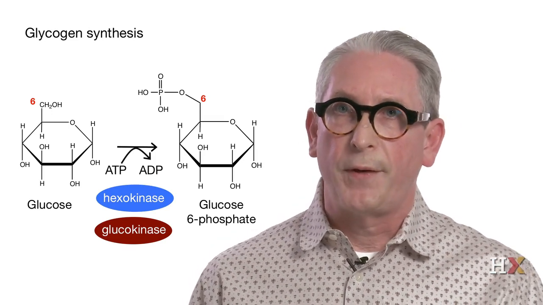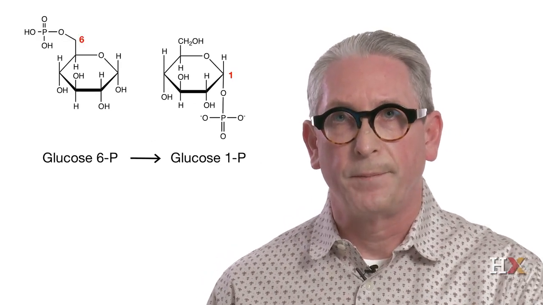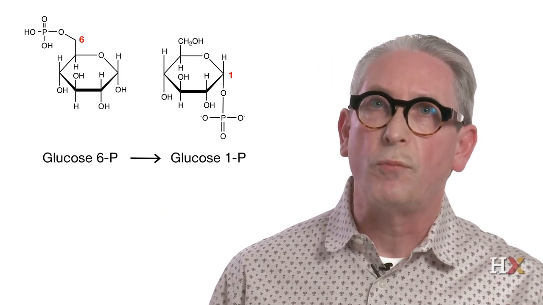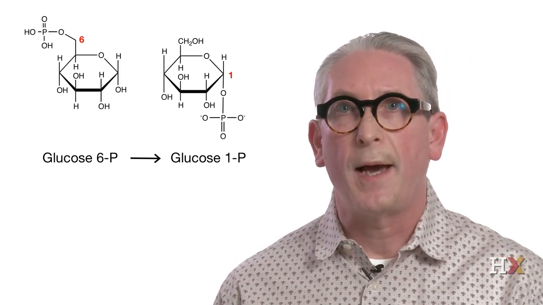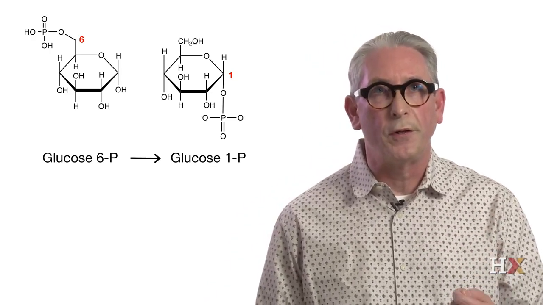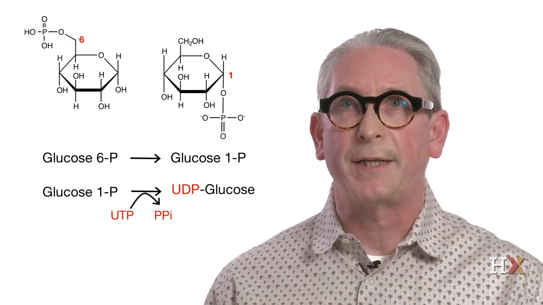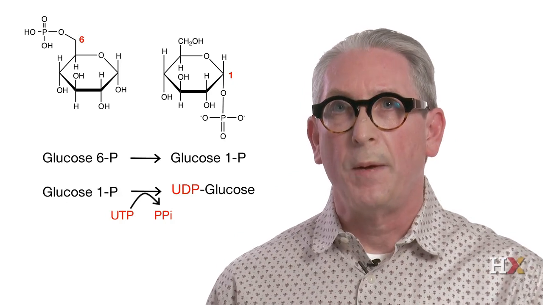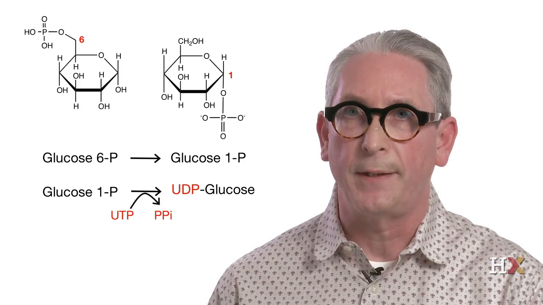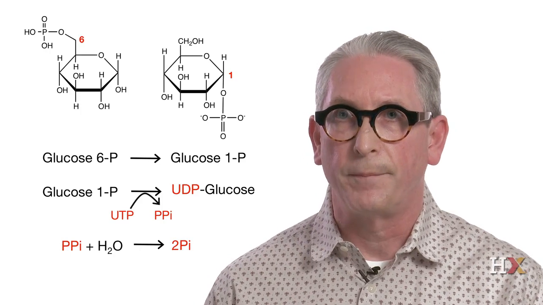Once the glucose 6-phosphate is formed, it will be quickly converted into glucose 1-phosphate. And the next step will be a condensation reaction between glucose 1-phosphate and a nucleotide called UTP, or uridine triphosphate, to form a sugar nucleotide, UDP glucose, and pyrophosphate. This reaction has a high energy cost, but the extremely rapid degradation of pyrophosphate into inorganic phosphate drives the reaction toward the formation of UDP glucose.